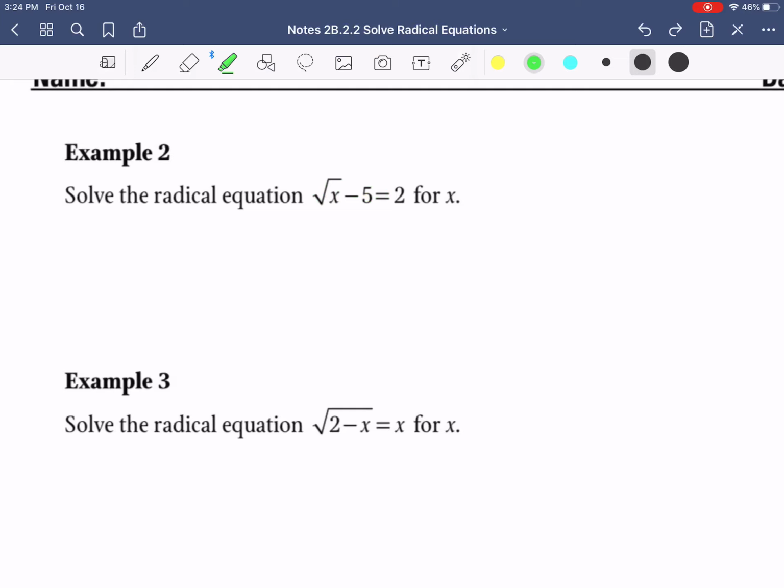So if it is not under the radical, we actually have to move it. We have to isolate the radical to get it by itself. The way that we do that is the inverse operation. So we're going to add 5 to both sides to get the square root of x equals 7.